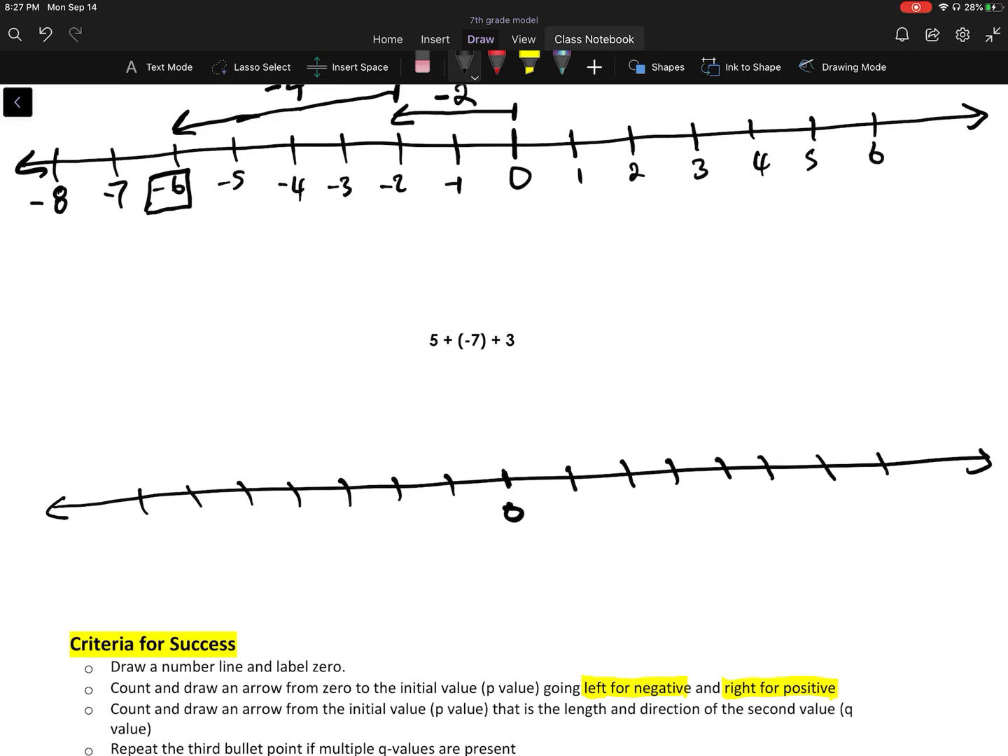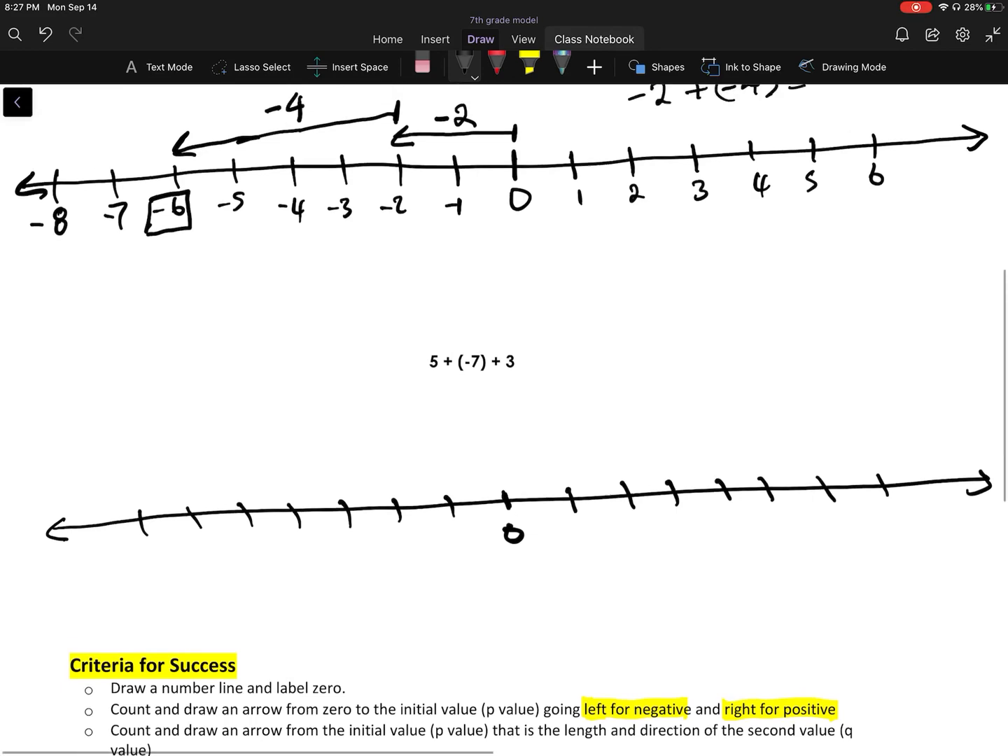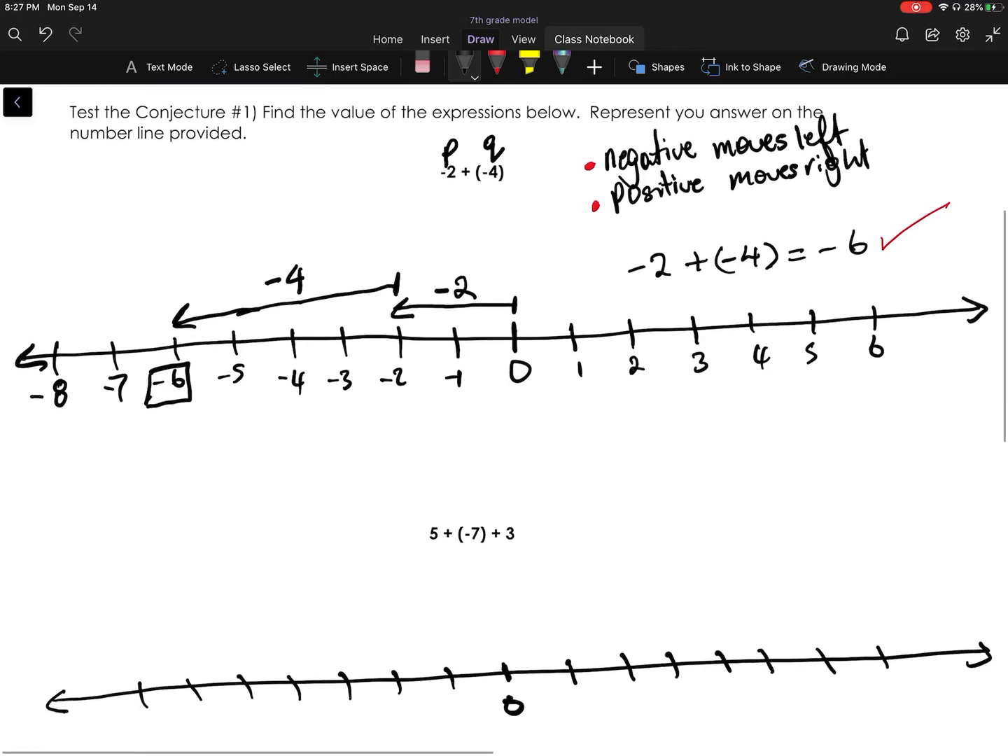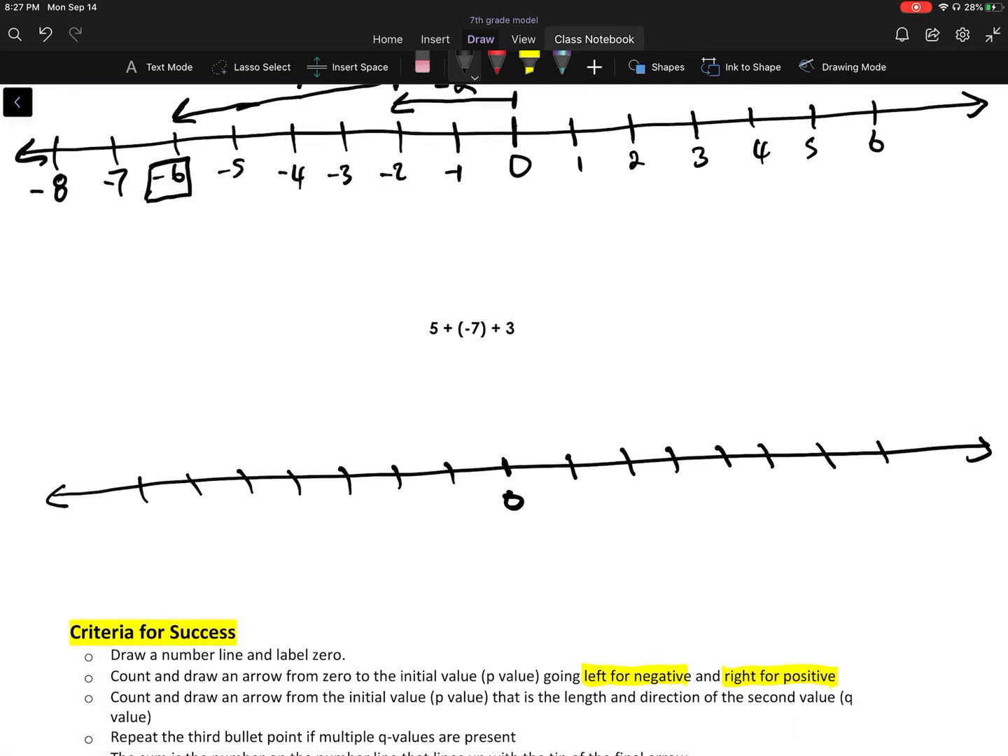Okay? So we said up here, positive move to the right. So to the right of 0, we have our positive numbers. 1, 2, 3, 4, 5, 6, 7. Negatives to the left. 1, 2, 3, 4, 5, 6, 7. Put the negative sign. Don't forget. Negatives are on the left. So initial value is 5. So I'm just going to put P over 5.